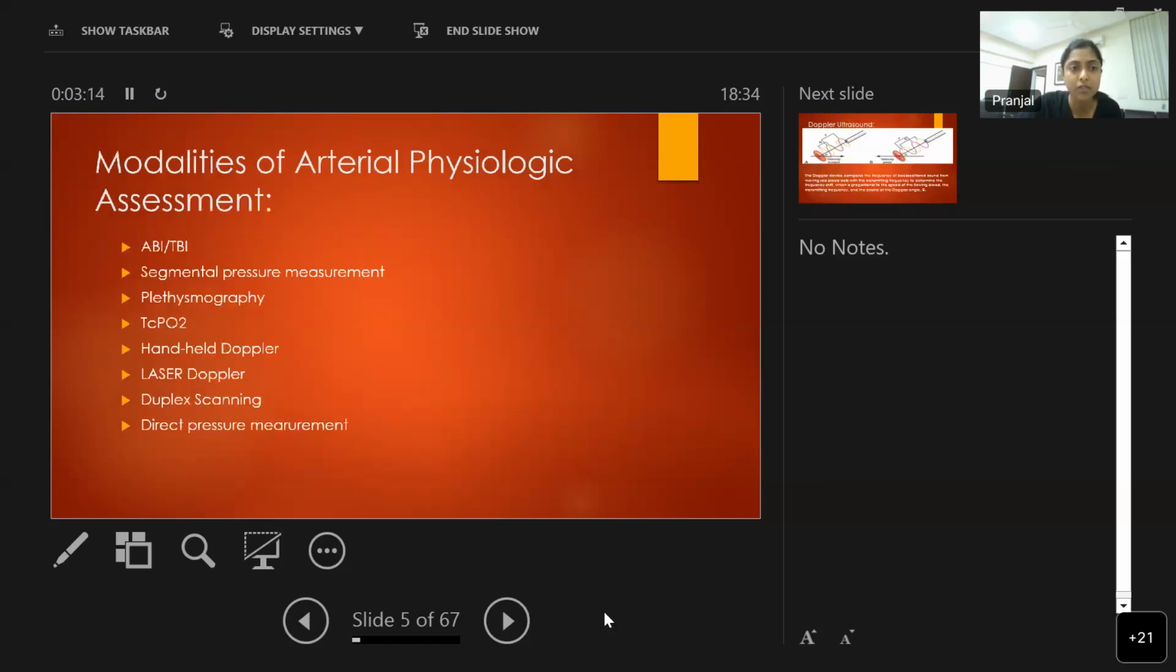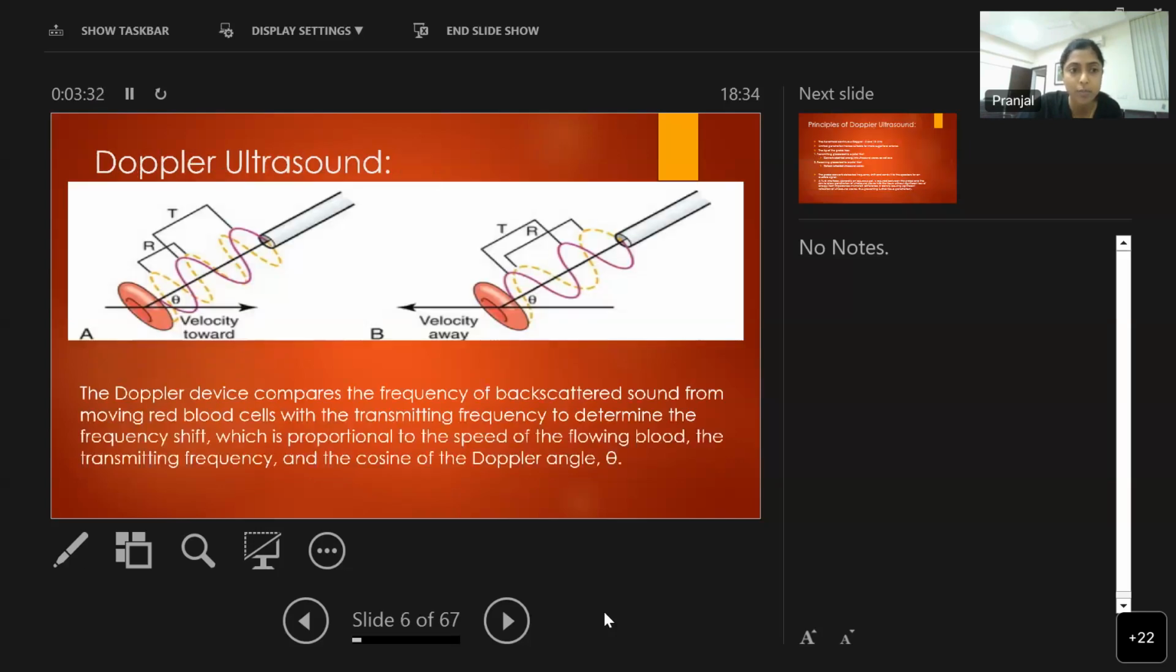Modalities of arterial physiological assessment are ankle brachial index or toe brachial index, segmental pressure measurement, plethysmography, transcutaneous partial pressure of oxygen, handheld Doppler, laser Doppler, duplex scanning, and direct pressure measurement. Talking about the first one, a Doppler ultrasound.